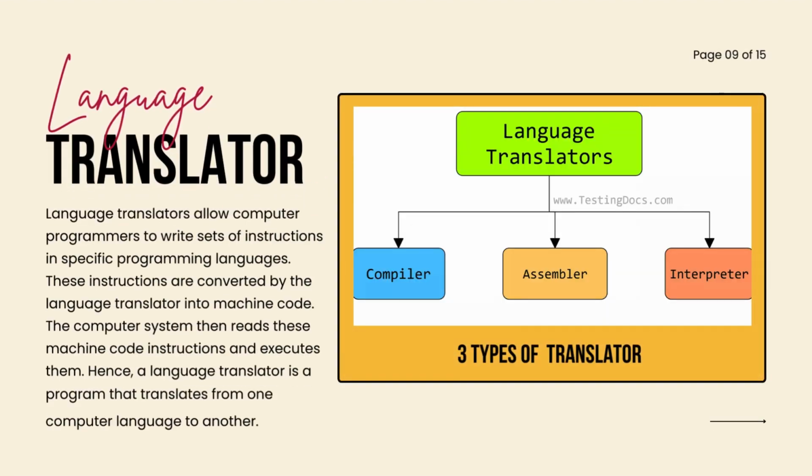The next one we have is language translator. Language translators allow computer programmers to write sets of instructions in specific programming languages. These instructions are converted by the language translator into machine code, which is the 1 and 0 or 0 and 1. The computer system then reads these machine instructions and executes them. Hence, a language translator is a program that translates from one computer language to another.